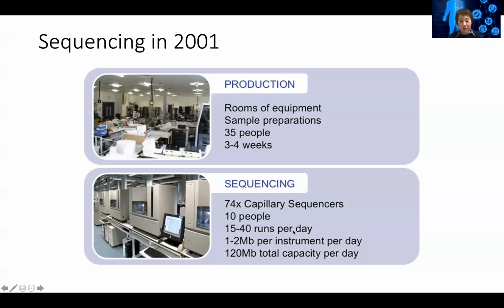Usually these 74 machines will be run by 10 people, and a big genome center can run about 15 to 40 runs per day. Each of these big sequencers can generate 1 to 2 megabases of sequence per day, at a total capacity of about 120 megabases per day. And that was the workhorse for both the public and private efforts to finish the human genome project.